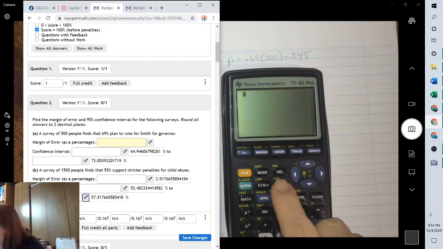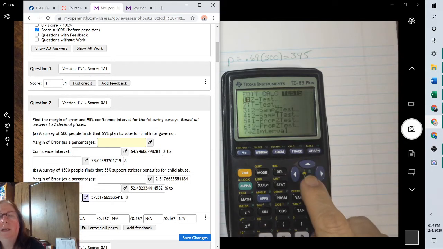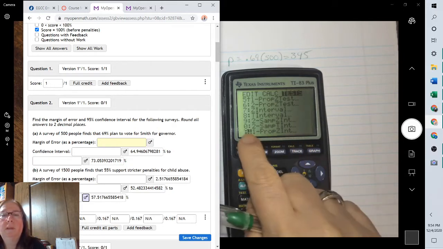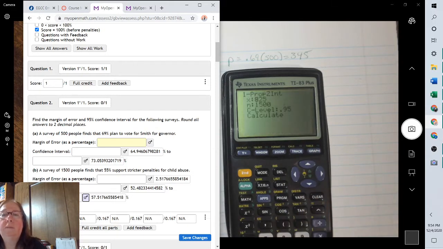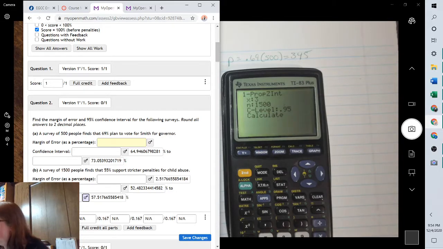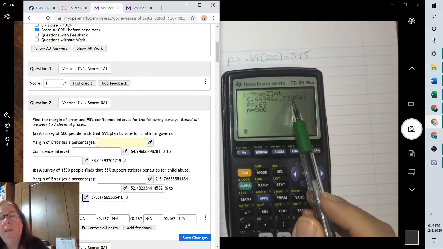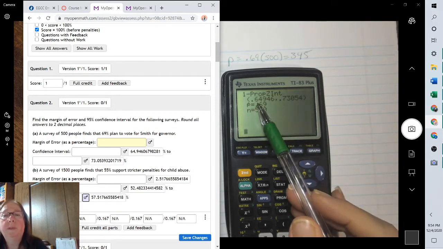And then you go into stats, over to test, and you want to go down to proportion interval. Those are sample. This one's the proportion. You hit enter, and then you put your size or your X value. That's the 345. N was 500, and we wanted a 95% confidence interval. And there's your interval. Now, this would get multiplied by 100 because it was a proportion or a percent.